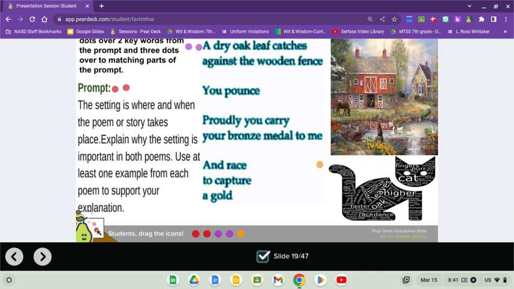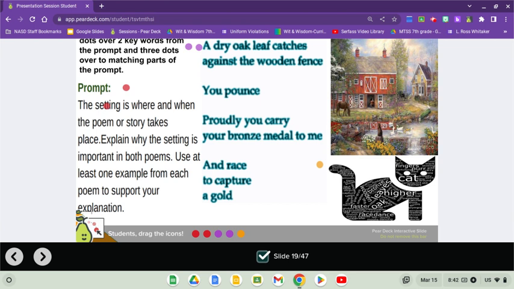First thing we're going to do is reread the prompt and decide where our two red dots belong. What are the two most important words in that prompt? Let's reread it. The setting is where and when the poem or story takes place. Explain why the setting is important in both poems. Use at least one example from each poem to support your explanation. Please take a moment now to put the two red dots on the two most important words in the prompt. Excellent work. One of those red dots should definitely be on setting.